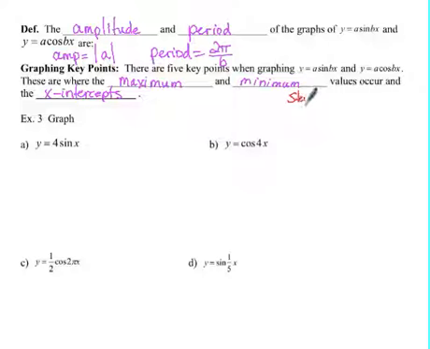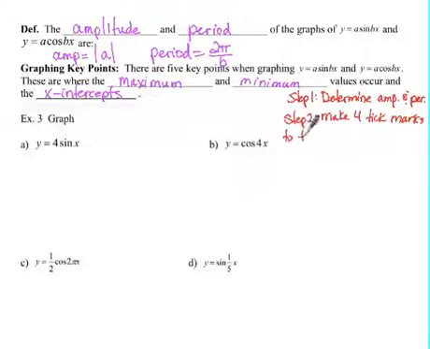So step 1: Determine your amplitude and period length. Step 2: Make 4 tick marks to the right and label the 4th tick mark the period length.